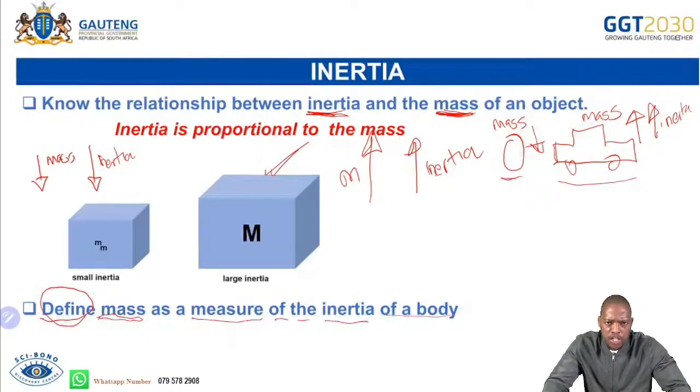So these are the definitions I want you to know. The definition of inertia is the property of an object to resist any change in its state of motion or rest. And I also want you to define mass as the measure of the inertia of the body.